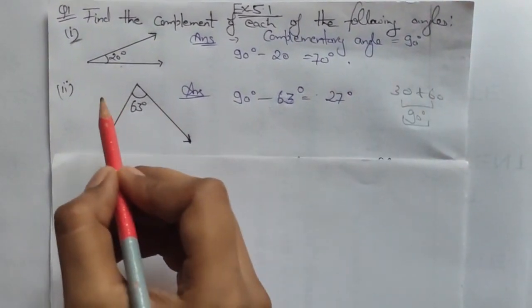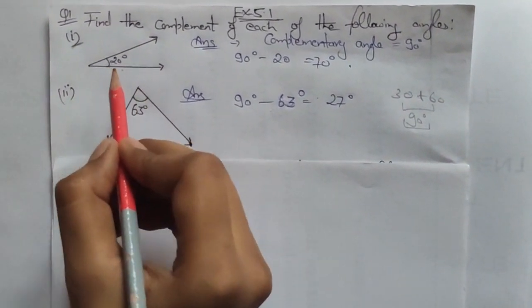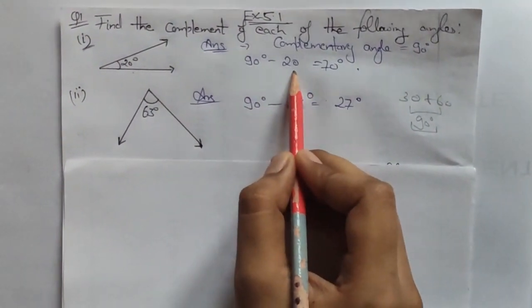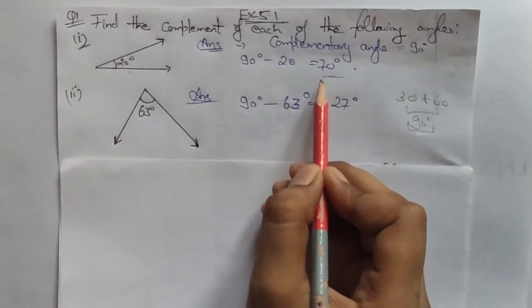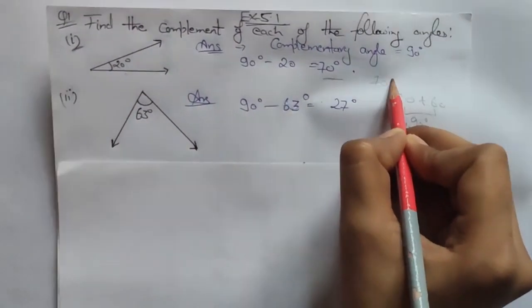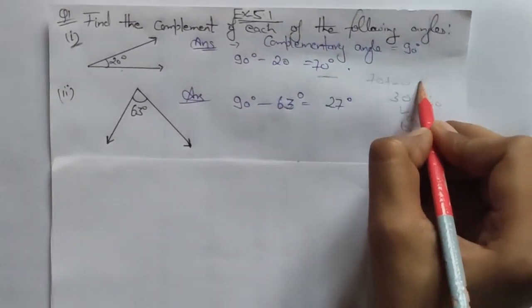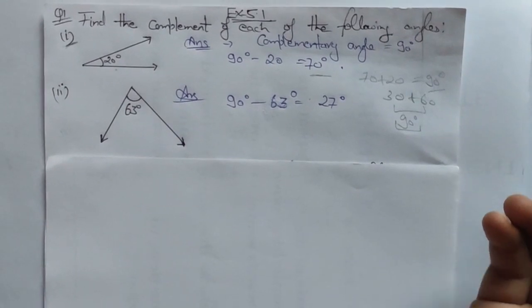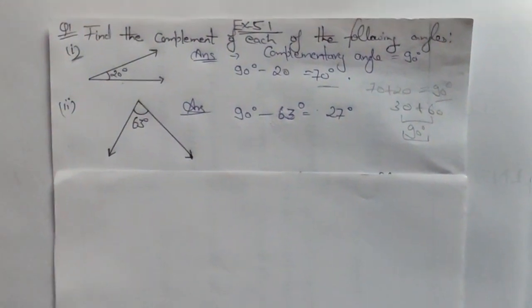So the complementary angle measure sum is 90 degrees. Here we find the complement of 20. What we have to do is subtract 20 from 90 and we get 70. For verifying your answer, you just add 70 plus 20 and you get 90 degrees. So this is the right answer, this is a complementary angle.